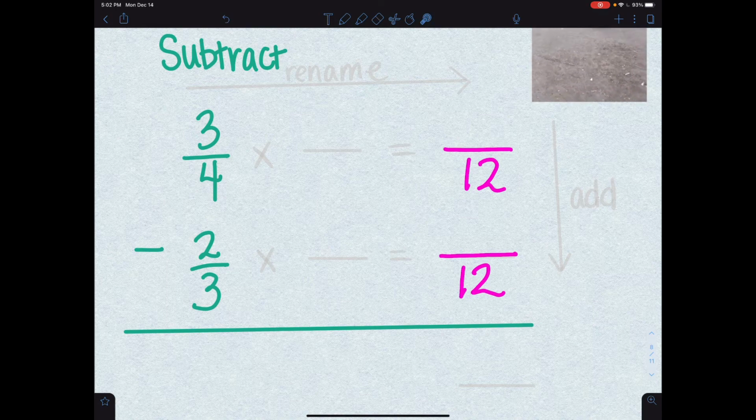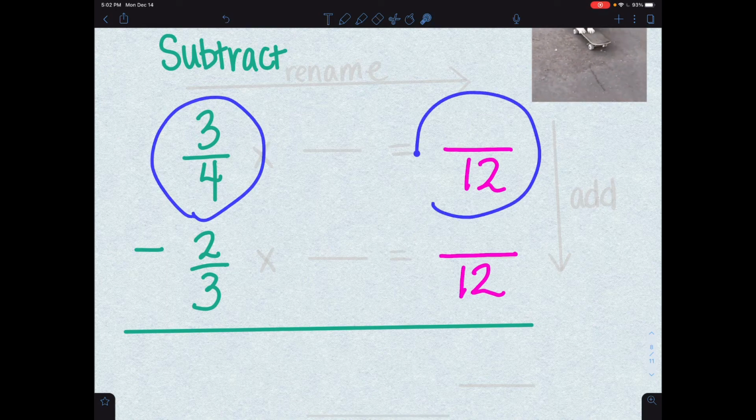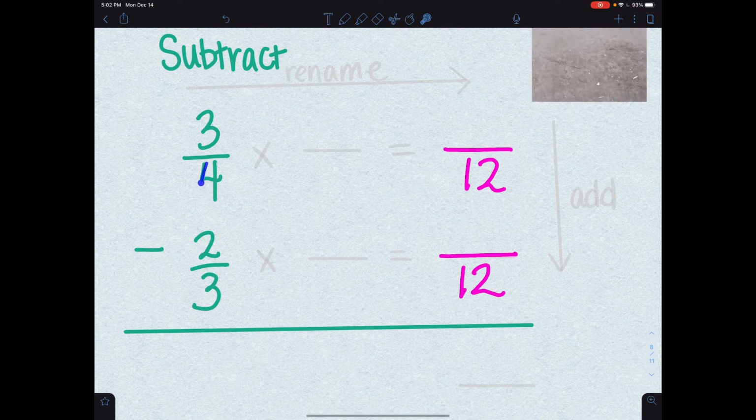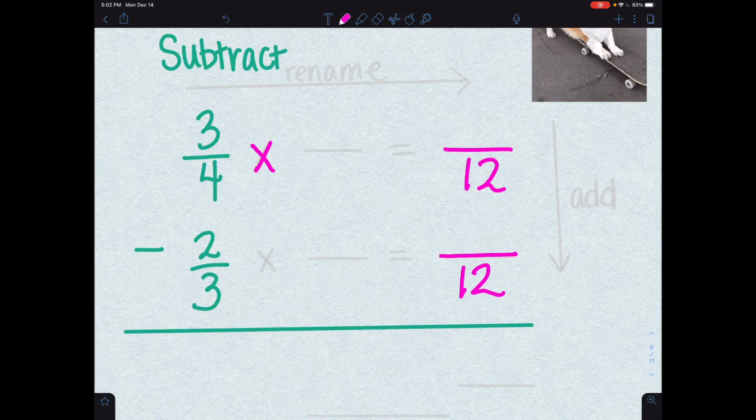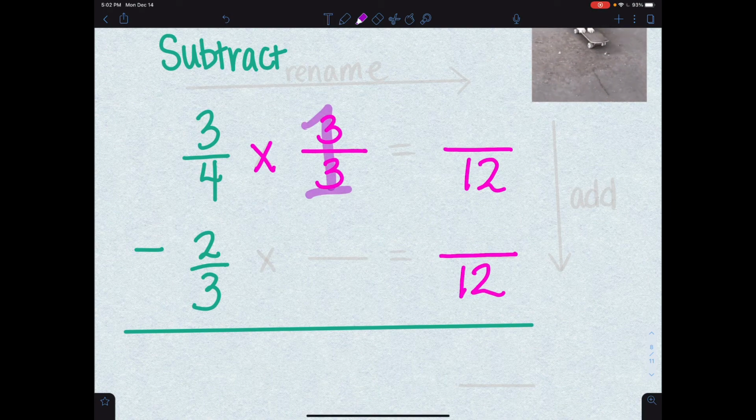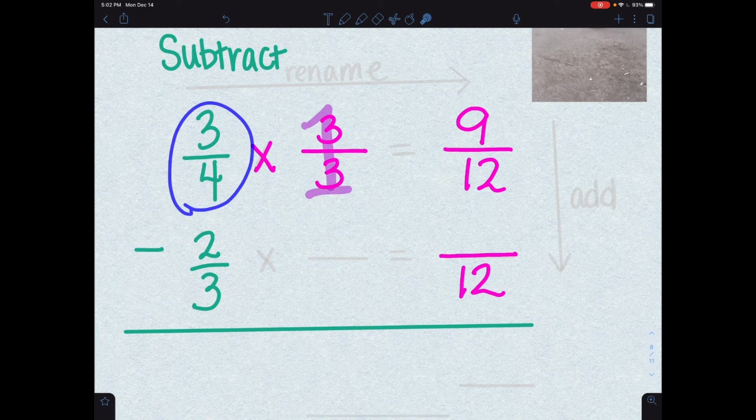So I need to turn 3/4 into something over 12. What do I need to multiply 4 by in order to get 12? And I think you can see I need to multiply it by 3. So it's going to be times something over 3. Now, I've got to do the same thing to the top and the bottom. That way I'm multiplying just by 1. And if I multiply straight across on the top, 3 times 3 is 9. So I've got a 9 here, and you can check this one. 4 times 3 is indeed 12. So that looks good. So that means 3/4 is actually the same as 9 over 12.